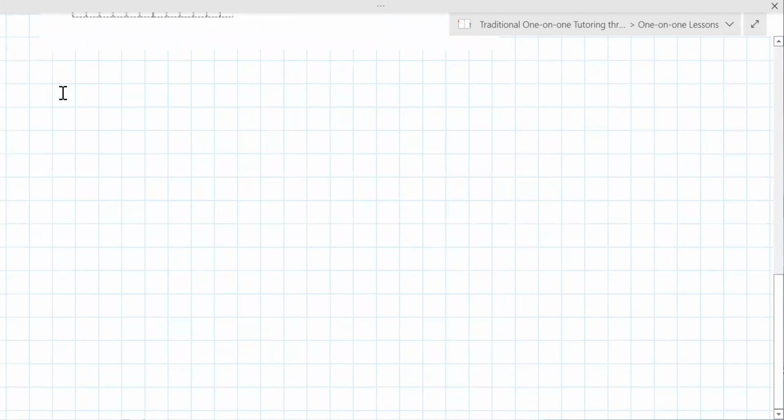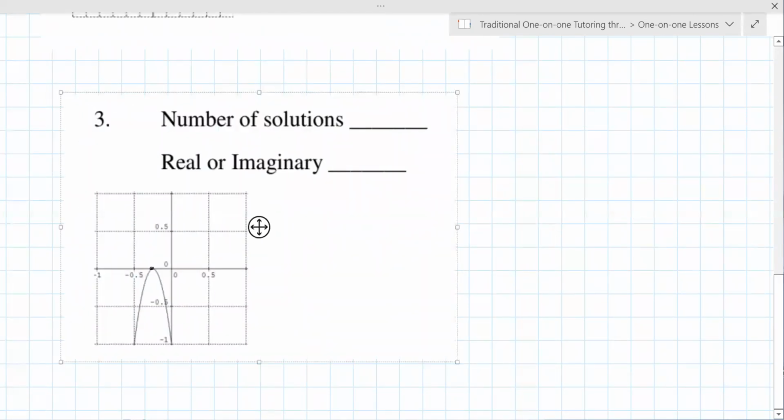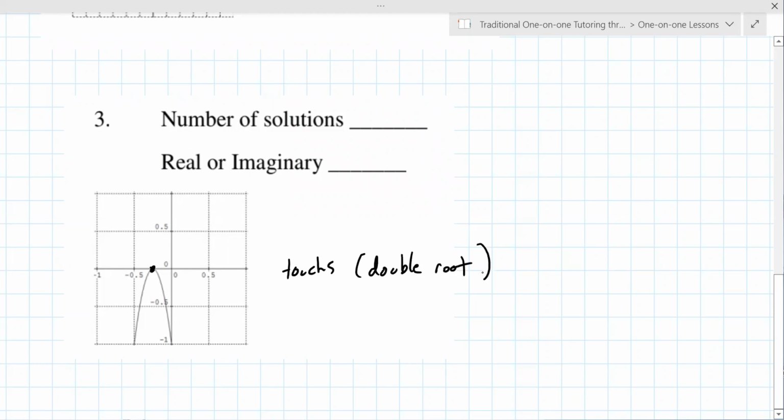Okay, so for number 3, you might say, Matthew, that this looks like an exception. It touches, it doesn't cross, it touches. This is what's called a double root. So there are still two solutions. They just happen to be the same. And they're both real.